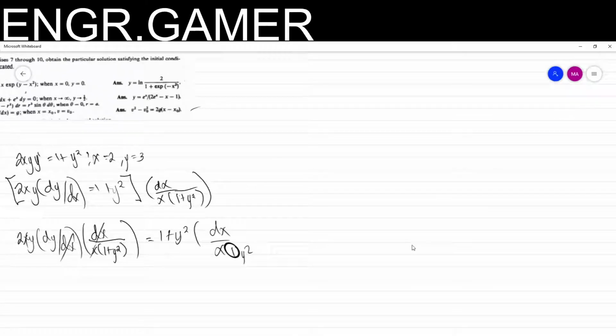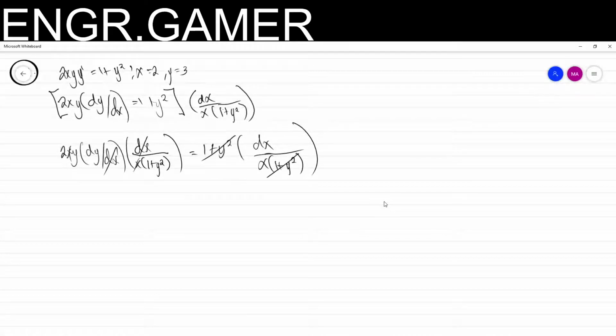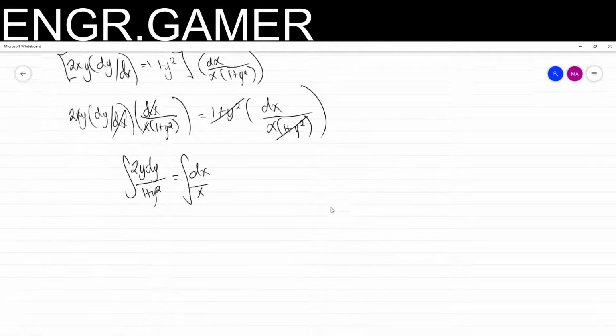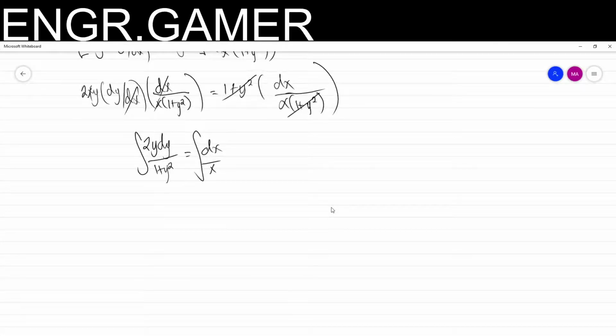Okay? So, ito siya makancel out yung 1 plus y squared, yung matira dx over x. So, ang nangyari, mayroon na tayong 2y dy over 1 plus y squared is equal to dx over x. Okay? So, by integrating both sides, left and right, lagyan natin integral sign. Pareho siya kasi both sides. Integrate tayo.